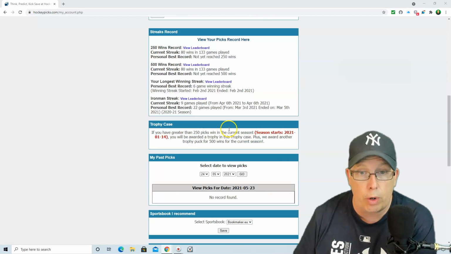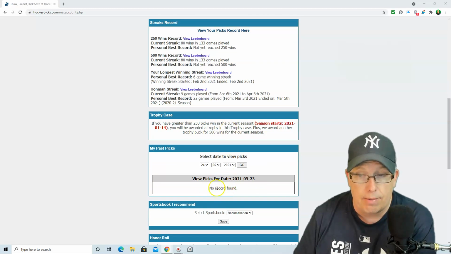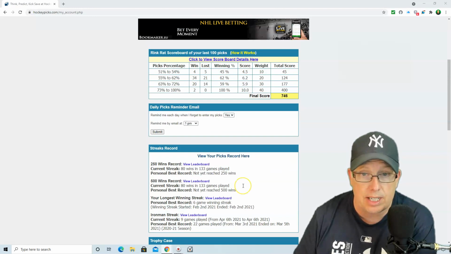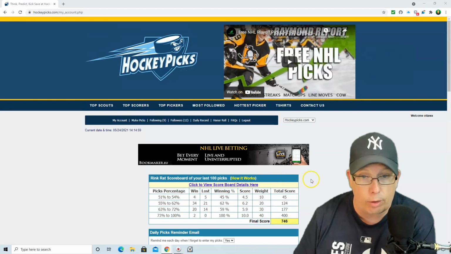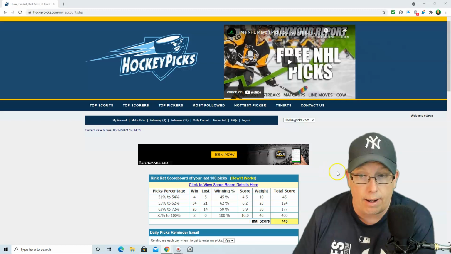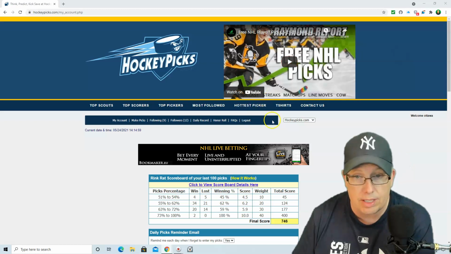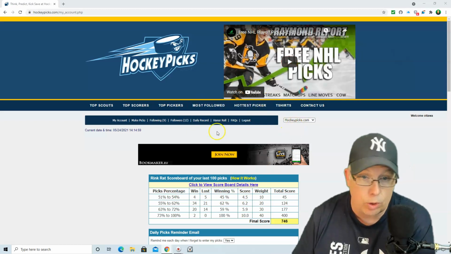When you get to 250 wins, you get like a little puck that says 250. And when you get to 500, you get a puck that says 500 wins. And it goes in your trophy case, and people can see it throughout the website that you achieved those goals, right? Little milestones once you hit certain selections. In fact, I'll bring up my real account in just a few minutes, so that way you can see those pucks at the end.